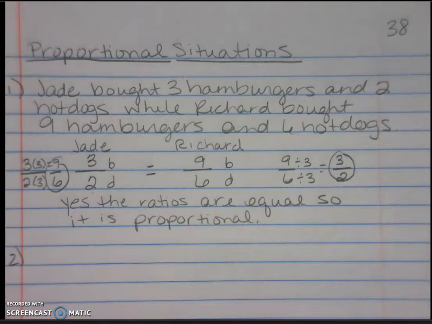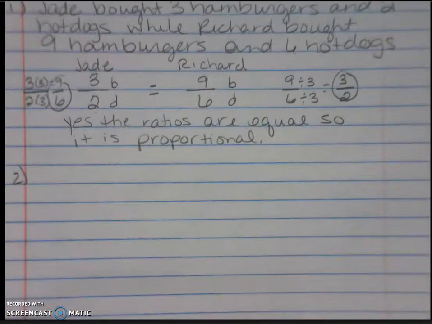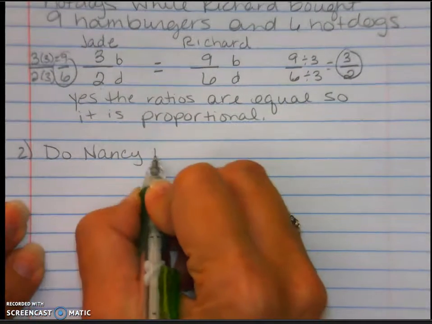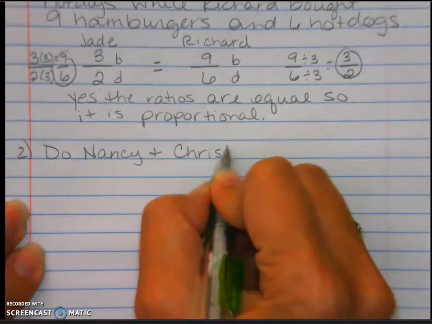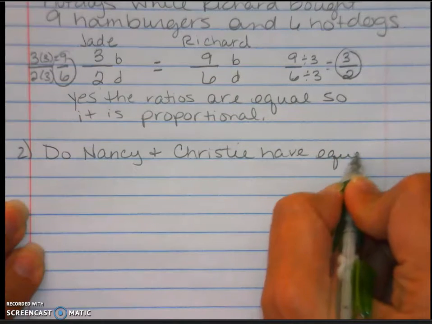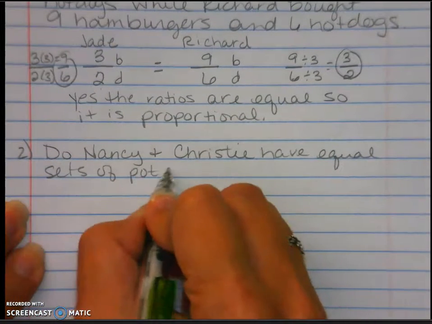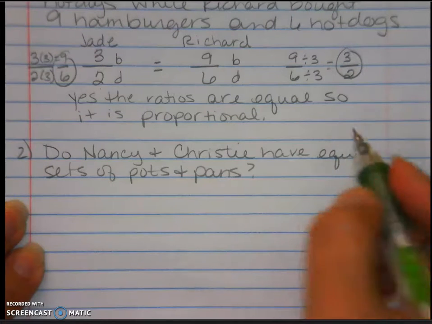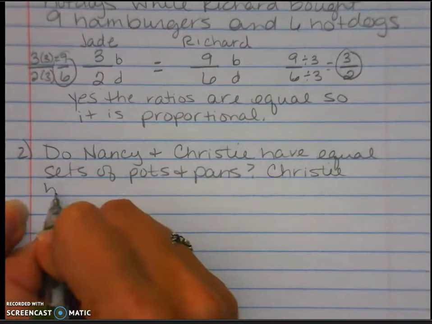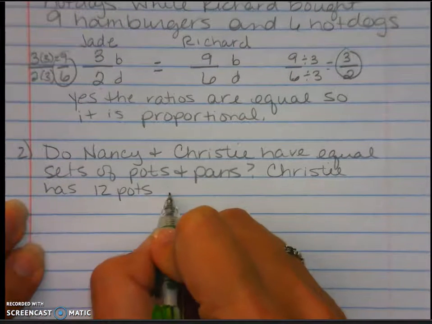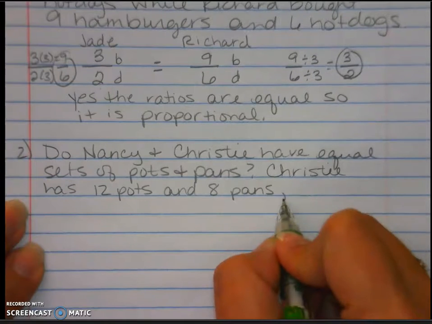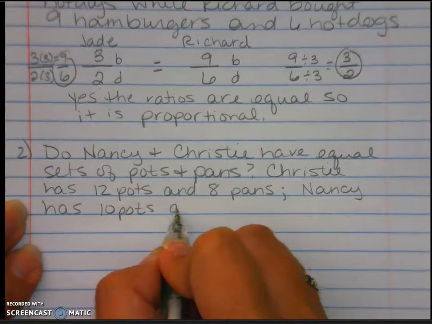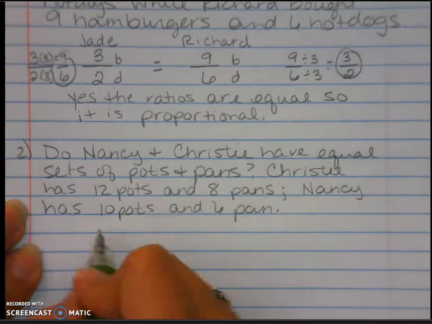Okay, so let's try another one. This time we're going to talk about pots and pans, and we've got the question, do Nancy and Christy have equal sets of pots and pans? So, is it proportional? So we're going to see if they're equal. So we know that Christy has 12 pots and 8 pans. Nancy has 10 pots and 6 pans.